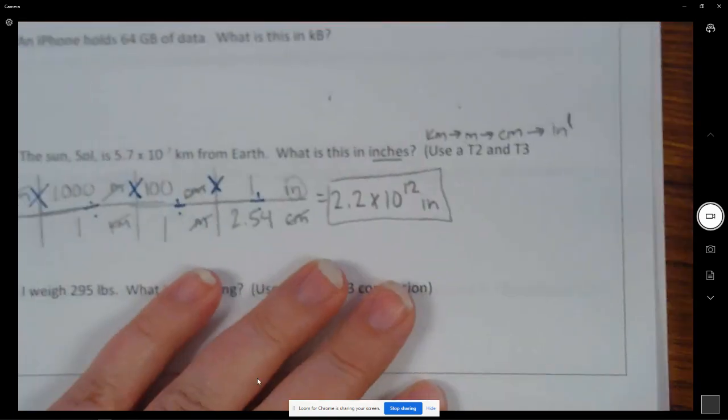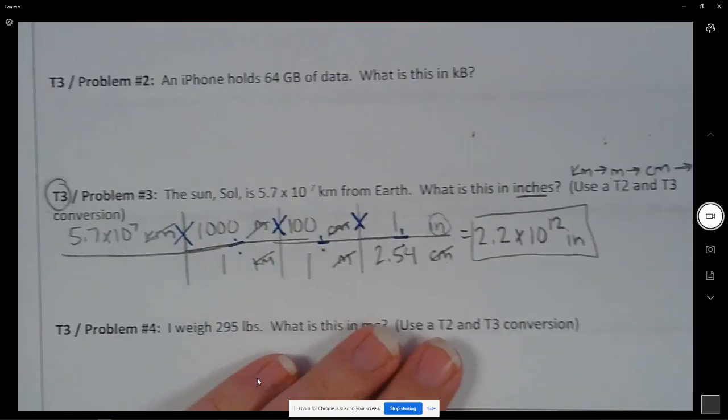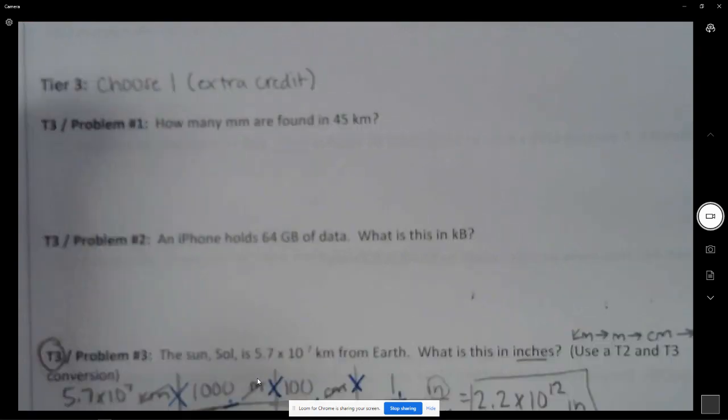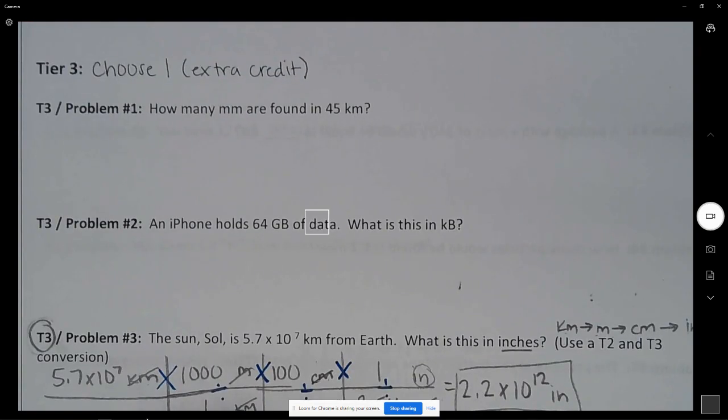And that's how you do the extra credit. Like I said, they are a little bit more involved. Extra credit is extra credit. You have to choose one more to complete.